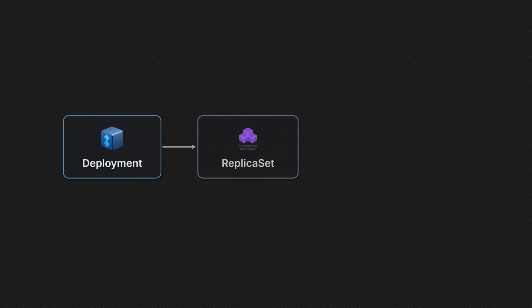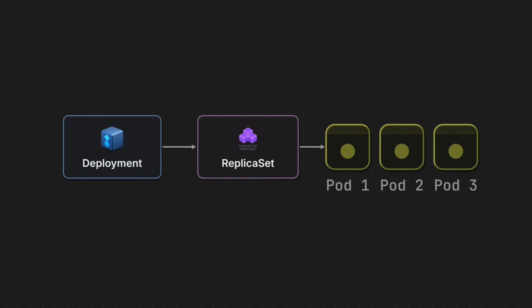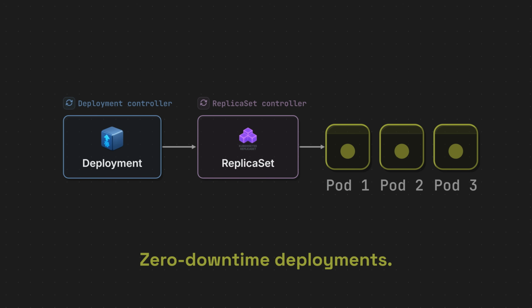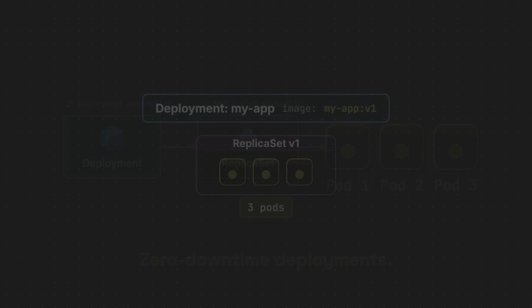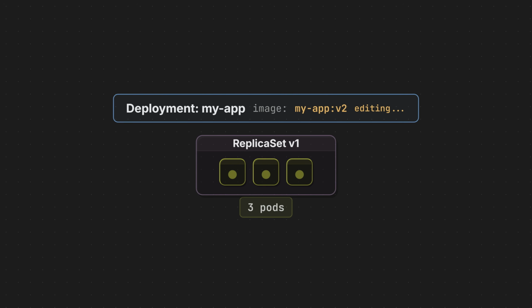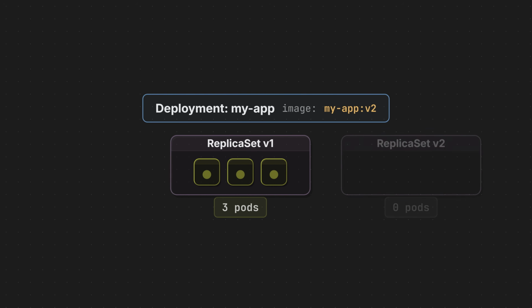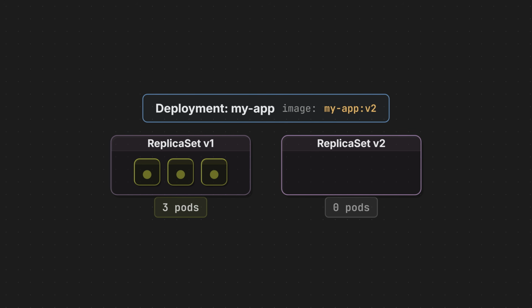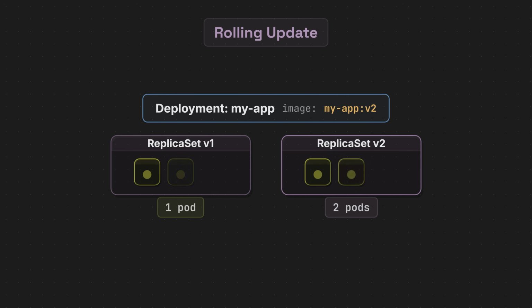It manages ReplicaSets. A ReplicaSet is the thing that actually maintains the right number of pod replicas. The Deployment sits above it and manages rollouts, the process of transitioning from one version to another. This separation is what makes zero-downtime deployments possible. When you update a Deployment, say you change the image tag from v1 to v2, the deployment controller creates a new ReplicaSet for v2. It then gradually scales up the new ReplicaSet while scaling down the old one. This is a rolling update.